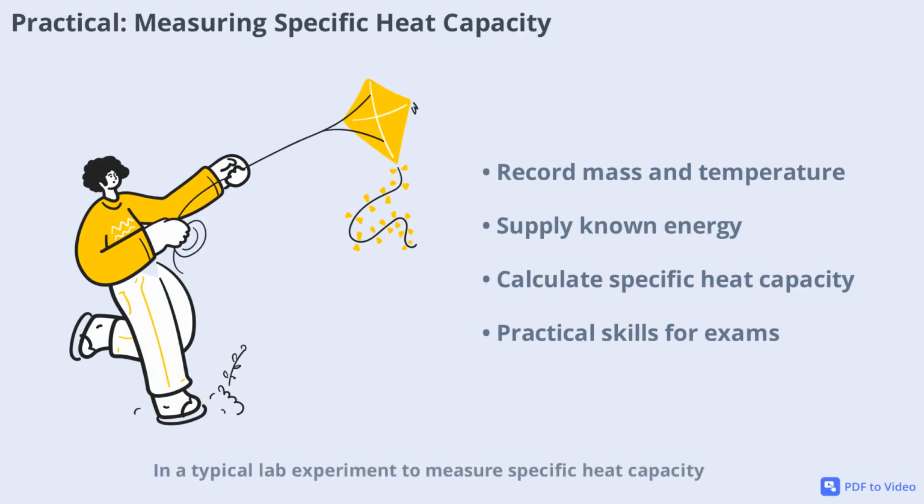In a typical lab experiment to measure specific heat capacity, you'll need a block of the material, a heater, a thermometer, and a balance. We'll walk through the steps: measure the mass, record the initial temperature, supply energy, record the final temperature, and calculate using the formula. This practical approach reinforces theoretical understanding and prepares you for lab assessments.